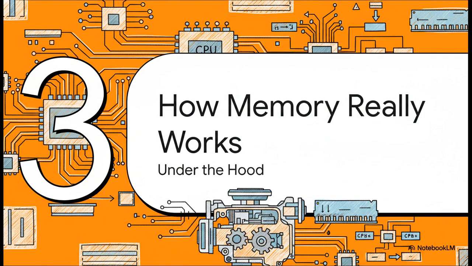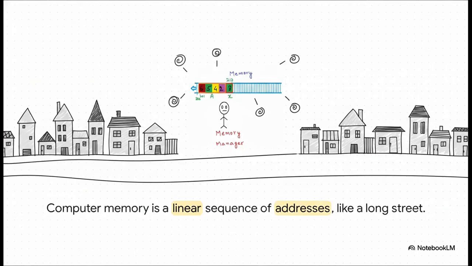Well, to solve this puzzle, we have to pop the hood and take a look at how your computer's memory is actually organized, and how the CPU gets stuff from it. So here's the most important thing to get. Your computer's main memory, the RAM, is basically just one giant long straight road with billions of numbered houses. Every single piece of data lives at one of these addresses.